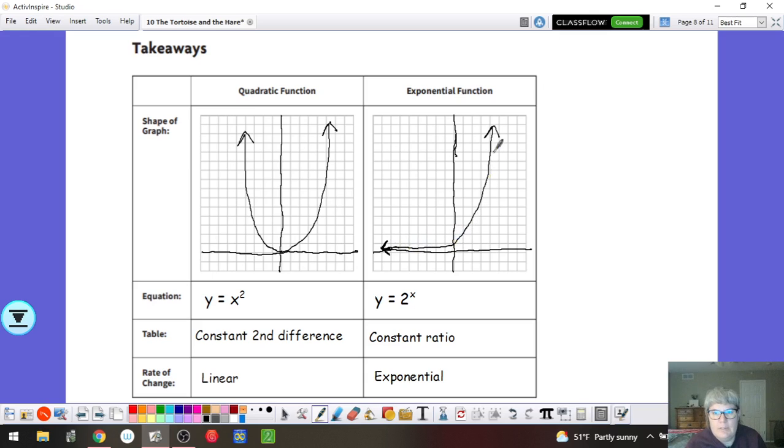But then we notice when it's increasing, it comes up rather quickly when it's exponential. So this is the shape of an exponential function. When it comes to equations, you're going to have an x squared when it's quadratic. You'll notice that x is in the base. When it comes to exponential, you'll have some number to the x. In this case, we say x is the exponent.